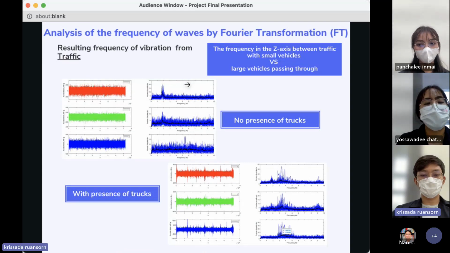This slide shows the frequency graph of vibration from traffic in the Z axis between a small vehicle and a large vehicle passing by the device. We can see that the frequency graph obtained from a smaller car is flat. But when a large car passes the low-cost device, it stimulates vibration, which clearly shows the dominant frequency in the Z axis to be equal to 3.4 Hz. Therefore, this low-cost device is effective in detecting the frequency of vibration generated by large vehicle movement during smooth traffic flow.